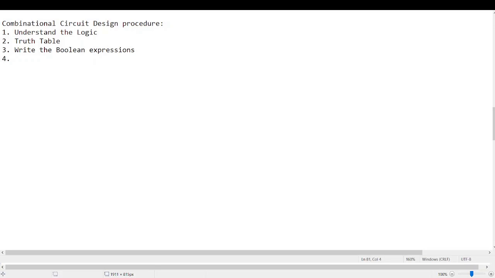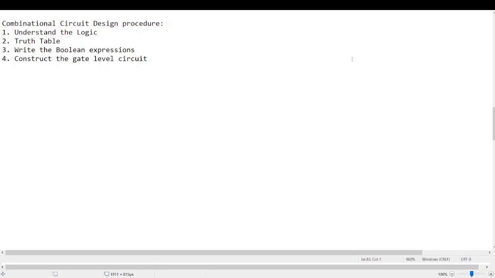After we get the Boolean expressions, based on the Boolean expressions we are going to construct the gate level circuit. Okay, these are the set of steps. Here we have 4 steps in combinational circuit designing. The first one is understanding the logic. We have to understand the logic here, right?